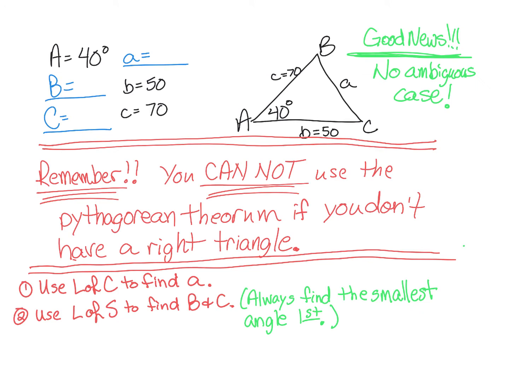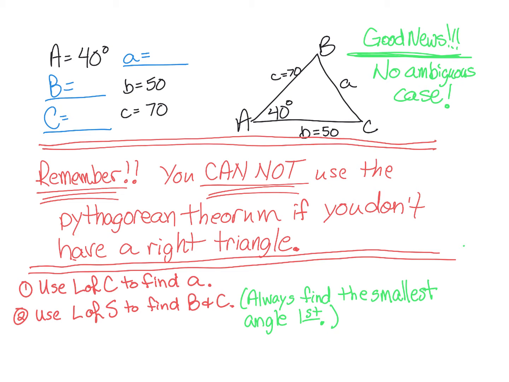All right, there is some good news with the law of cosines. There is no ambiguous case. When you are using the law of cosines, you find either that side or that angle that you're looking for, and then once you get that done, you can go backwards and use the law of sines. So you'll only ever use the law of cosines for one thing, and then you'll switch to what's easier.